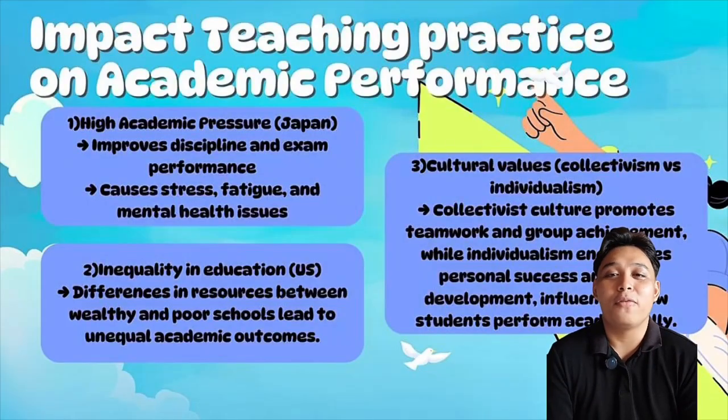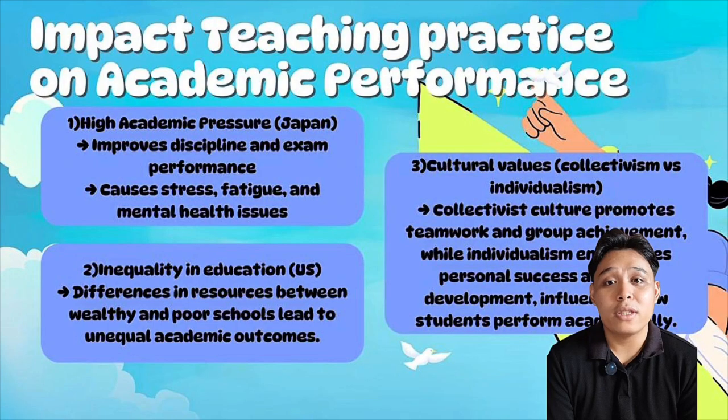We go to the impact of teaching practice on academic performance. The impact of teaching practice on academic performance is shaped by national standards, resource distribution, and cultural values. In countries like Japan, a high-pressure environment can foster exceptional discipline and exam results, but often at the cost of student mental health and increased fatigue. Conversely, in the United States, significant inequality in school funding can create a resource gap that leads to disparate academic outcomes between wealthy and poor districts.